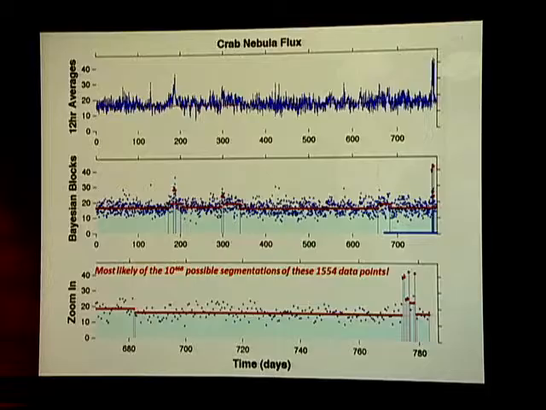And here's the kind of an amazing recent discovery. This is some data from the Fermi Gamma Ray Telescope of the Crab Nebula, the flux from the Crab Nebula, which for many years has been used as a standard candle because it was known that it couldn't vary.